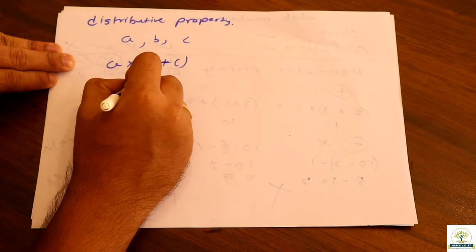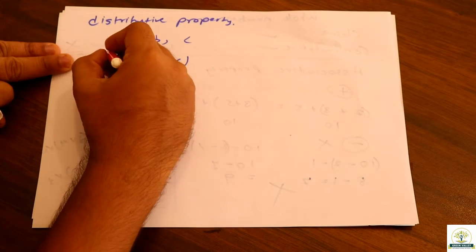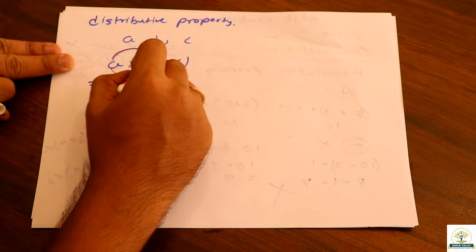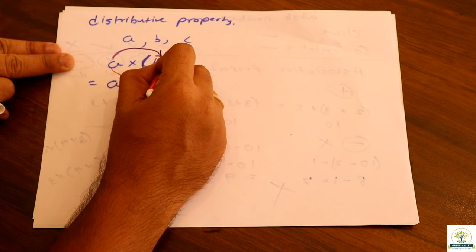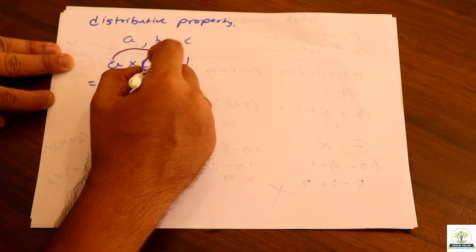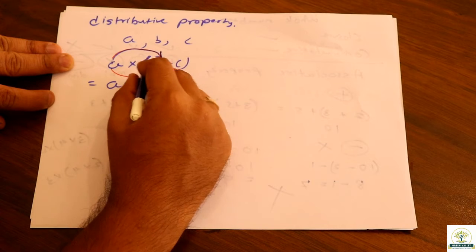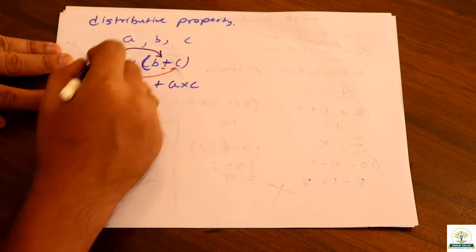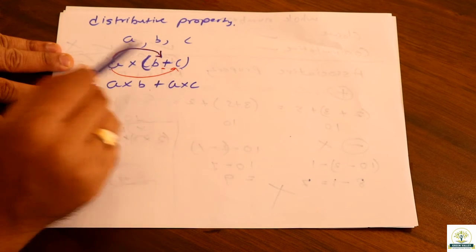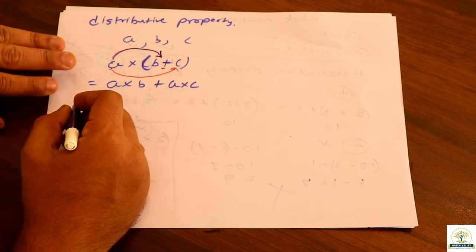A multiplied by B, followed by A multiplied by C, and whatever operation is there we have to write that. So A multiplied by B, I have written the sign plus, and then A multiplied by C. Why is it called distributive property? Because A gets distributed among B and C. Understood? Okay.